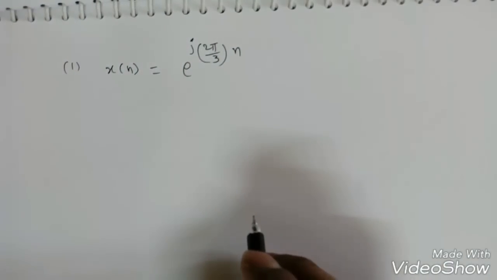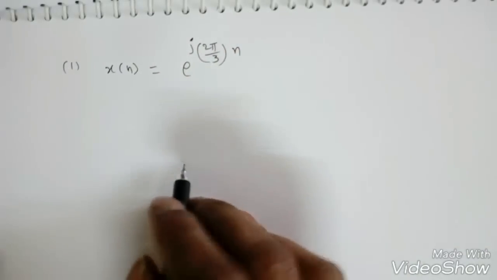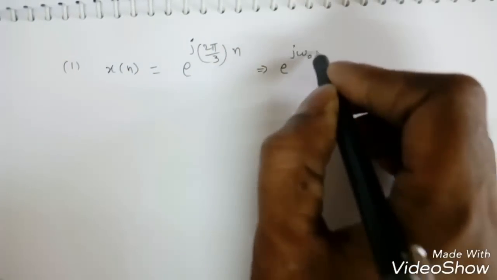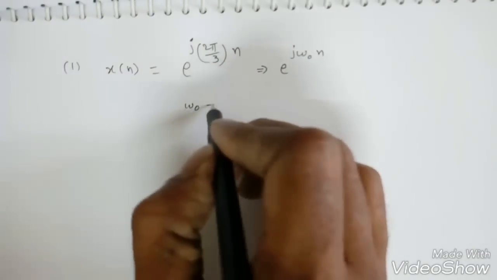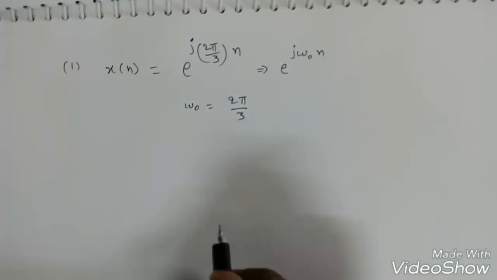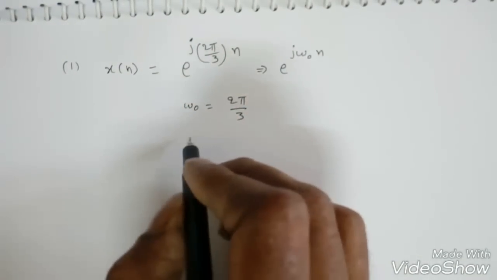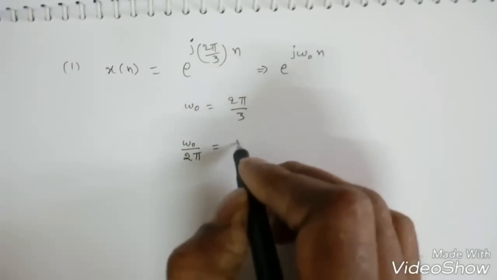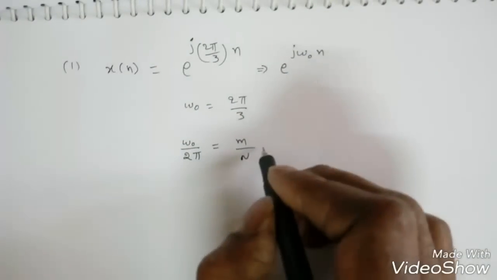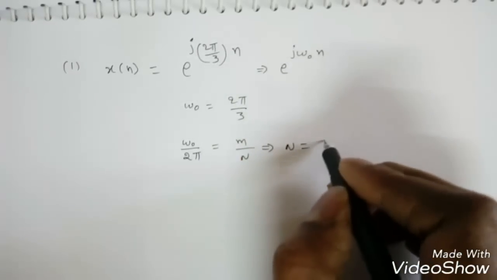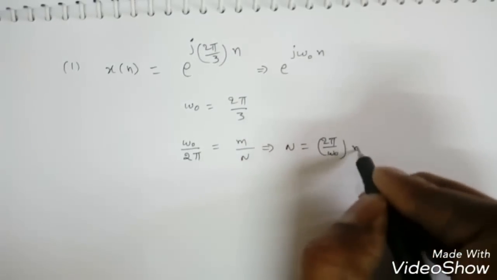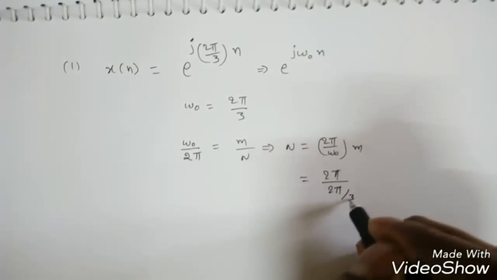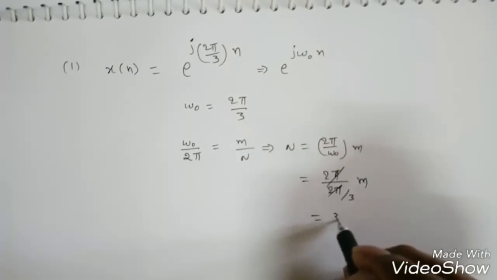How can we say that it is periodic, and what is the periodicity? Now you have to compare with e power j omega naught n always. So what is omega naught? It is nothing but 2 pi by 3, right? So by the periodicity property, omega naught by 2 pi should be equal to m by capital N. Or we can say N is equal to 2 pi by omega naught into m. So 2 pi by omega naught is given as 2 pi by 3 into m. So 2 pi cancel, it will be 3m.